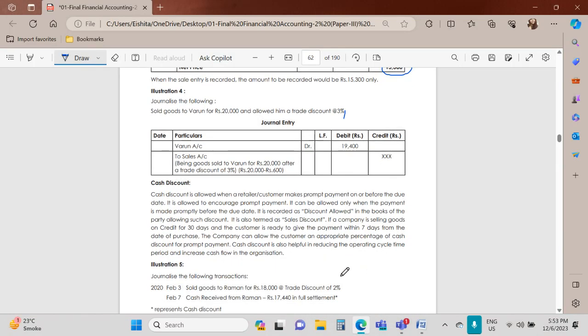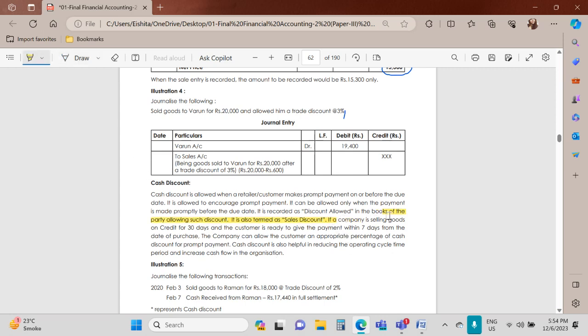Okay. Second is what you see as a cash discount. It is recorded in the books of accounts. Cash discount is allowed when a retailer or a customer makes a prompt payment on or before the due date. It is allowed to encourage the prompt payment. It can be allowed only when the payment is made promptly before the due date. It is recorded as what you call it as discount allowed.